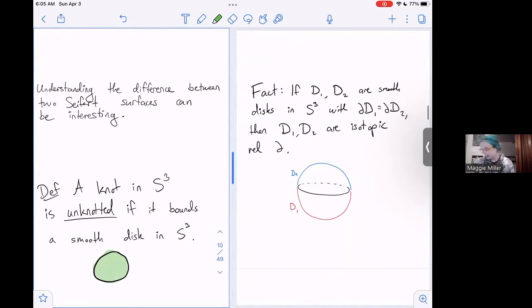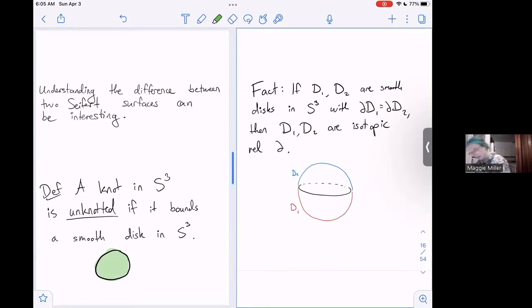And it's a fact that in S3, if you have two disks smoothly embedded with the same boundary, then in fact these disks are isotopic rel boundary. So in the example on the right here I've drawn, the isotopy is kind of obvious. You would take that red disk and just isotope it to be flatter and flatter and flatter until eventually it becomes concave upwards and becomes D2. In general, it might take more work to see the isotopy.